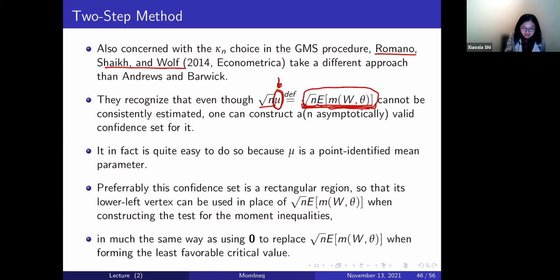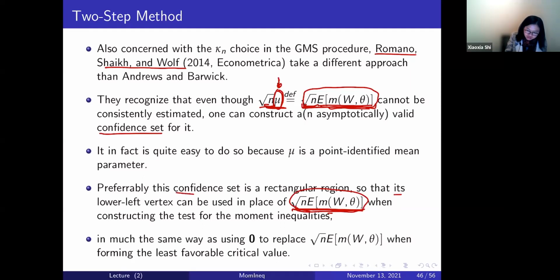Once you have a valid confidence set for the population mean parameter, you can simply take the least favorable value from this confidence set, right? So you take a least favorable value from this confidence set and replace the slackness parameter by that least favorable value. The least favorable value is the one that results in the highest statistic value. The least favorable value is the one that results in the highest S function value, right? When you replace root n m by that value, okay?